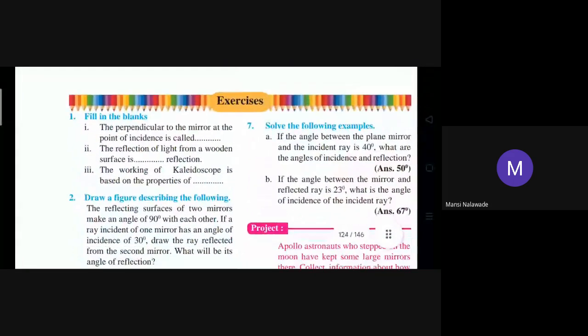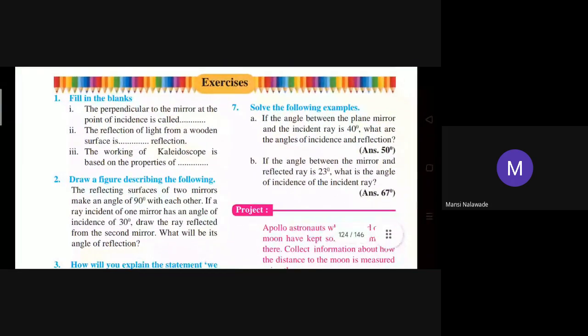Okay. The perpendicular to the mirror at the point of incidence is called the Normal. The reflection of light from a wooden surface is dash dash reflection. Irregular. The working of a kaleidoscope is based on dash properties of dash dash. Reflection of light.